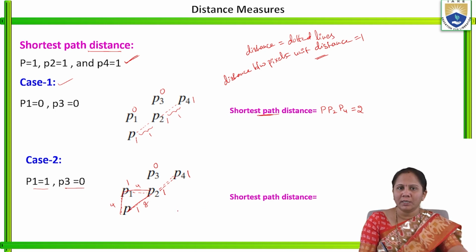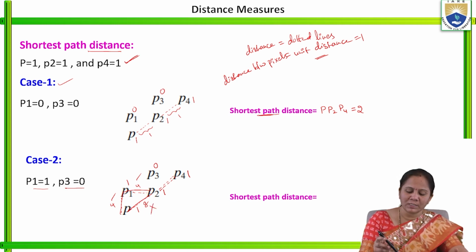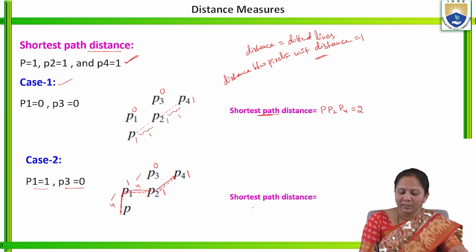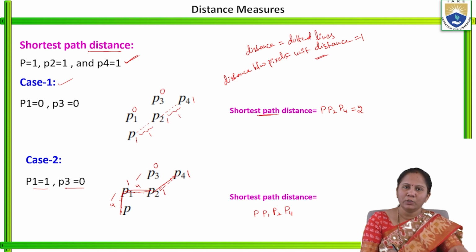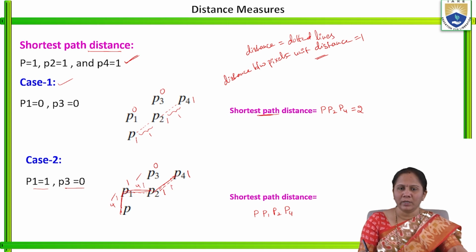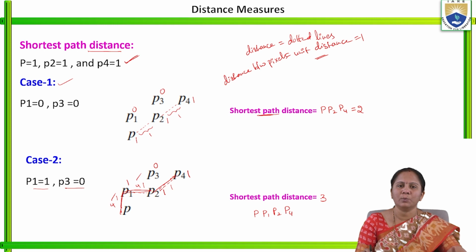And so in such cases, that means if we have two paths here, we have to consider 4 adjacent only and we should eliminate this 8 adjacent. So the path what we have to consider is this. Okay. So that is P, P1, P2 and P4. So if we consider there is a unit distance between the two pixels, this is 1, 2 and this is 3. So the shortest path distance here is equal to 3.